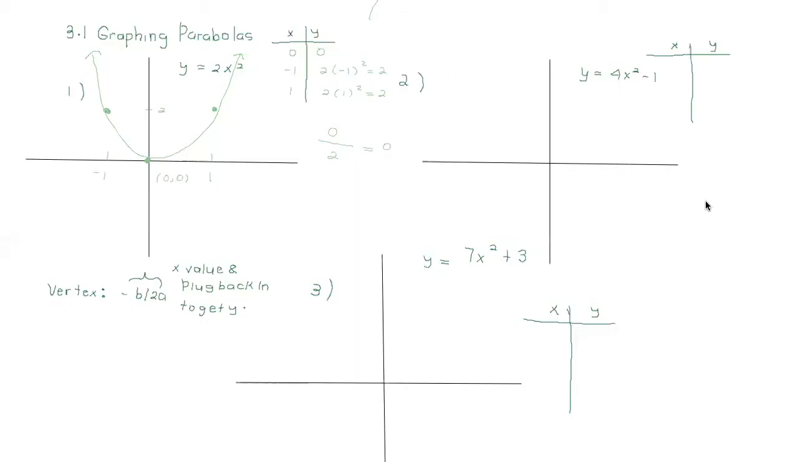So for number 2, we must first find the vertex. The equation for a vertex is negative b over 2a to find the x value. So if we do negative b over 2a, we see that there is no b value in our standard equation. So it would be negative 0 over 2 times 4, which is just 0. So our x value for our vertex is 0. And if we plug 0 back into the equation, we get negative 1 as our y value. And so our vertex is 0, negative 1.